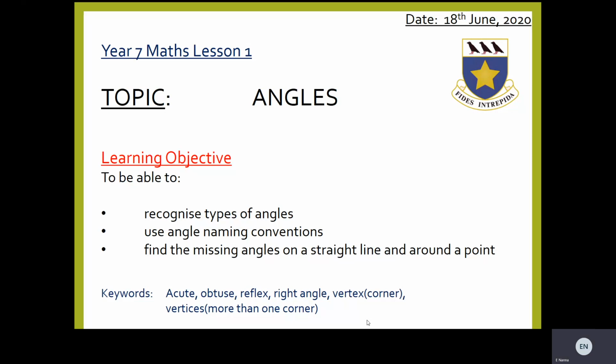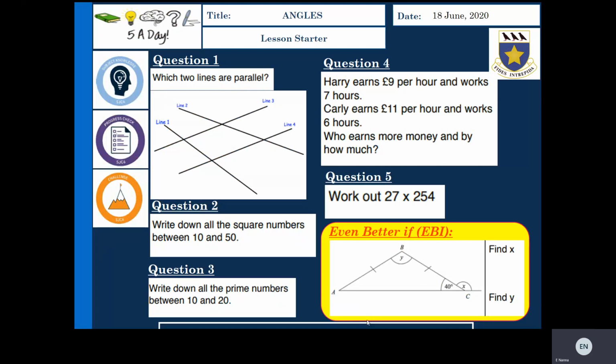Like I said, today's topic will be angles, and we're going to start first of all how we would normally start our lessons if you were in school. So first of all, you would normally see your 5 a day on the board, which would be your lesson starter. So you have five questions here.